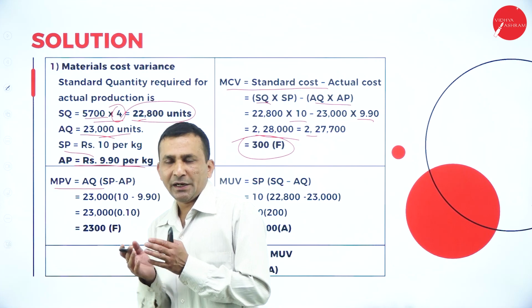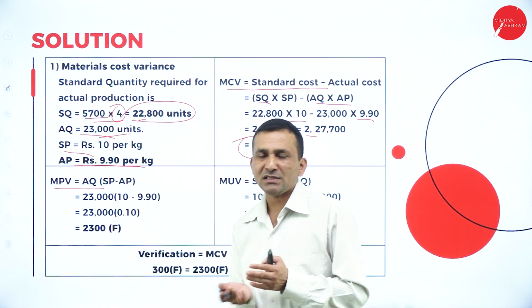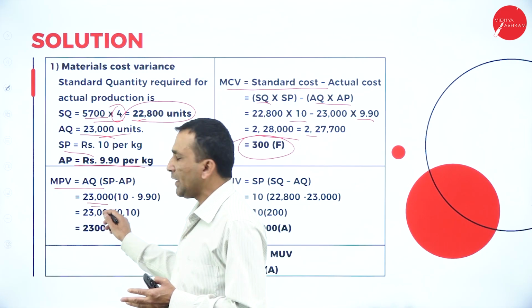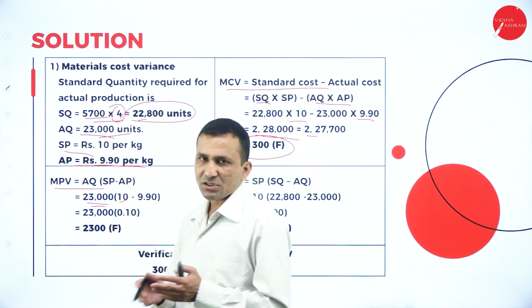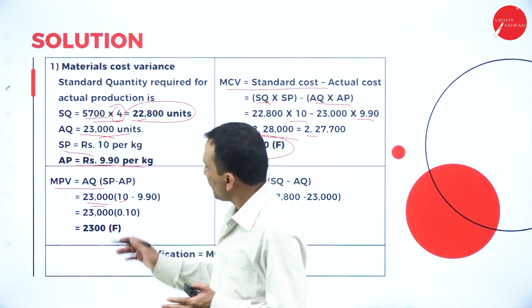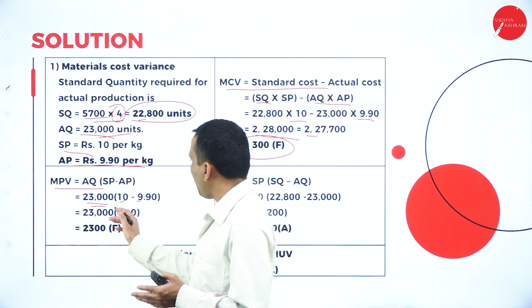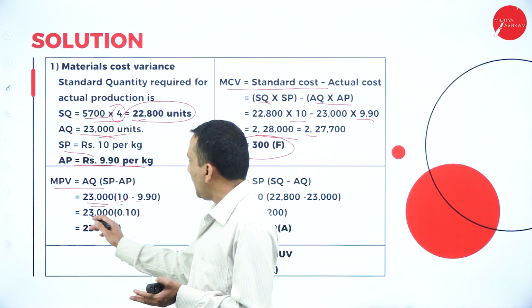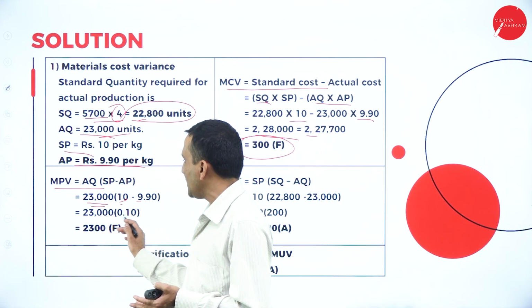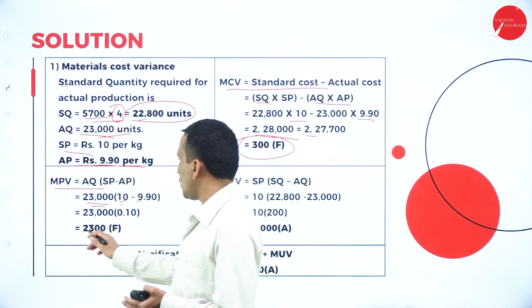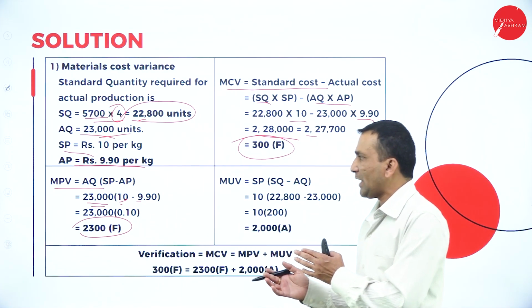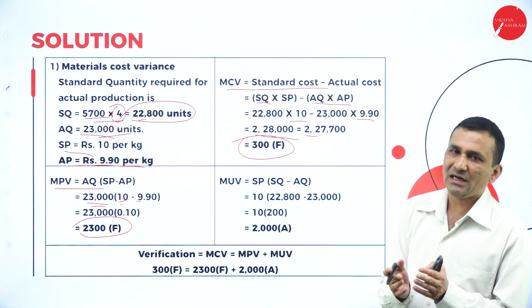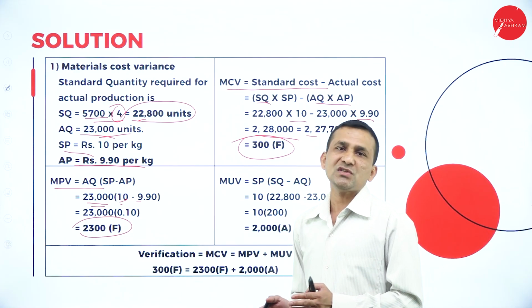Actual quantity into the standard price minus actual price. The actual quantity we got is 23,000 in the question. The standard price specified in the question is 10. Actual price is 9. So the difference is a positive sign. If you multiply 0.10 into 23,000, we get 2,300, which is a favorable result. Once you have calculated the material price variance, we move to the material usage variance.